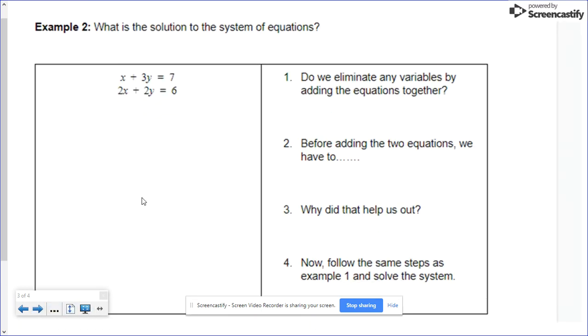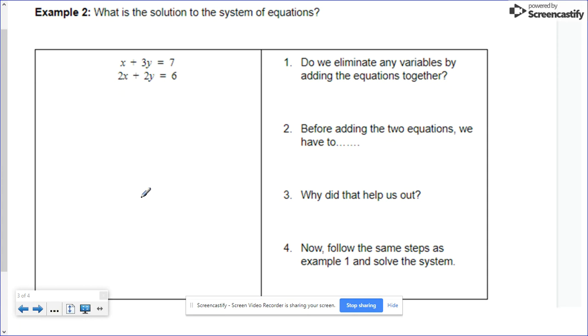Okay, so this one is a little bit different. And the reason is, if I look at my two original equations that I have, nothing automatically cancels out. Like I know x and 2x aren't going to cancel out, and 3y and 2y are not going to cancel out. So do we eliminate any variables by adding our original equations together? The answer to that is no. So before we can add them together, we have to make something eliminate.